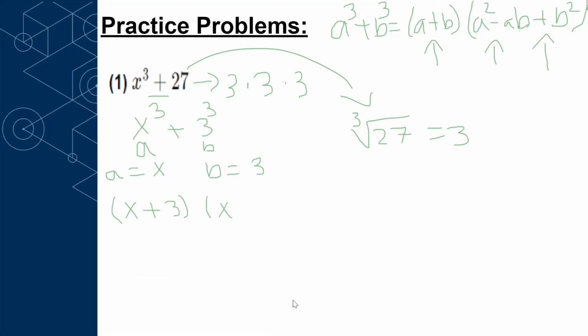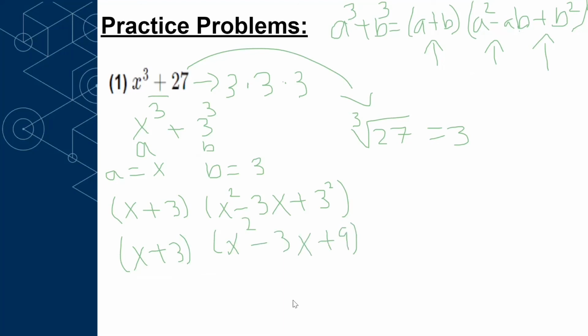So which is x squared. And then it's negative ab, so it's going to be negative 3x. And then it's plus b squared, so plus b is my 3 squared. And you guys can simplify that as this. Plus 9, because 3 squared is actually 9.